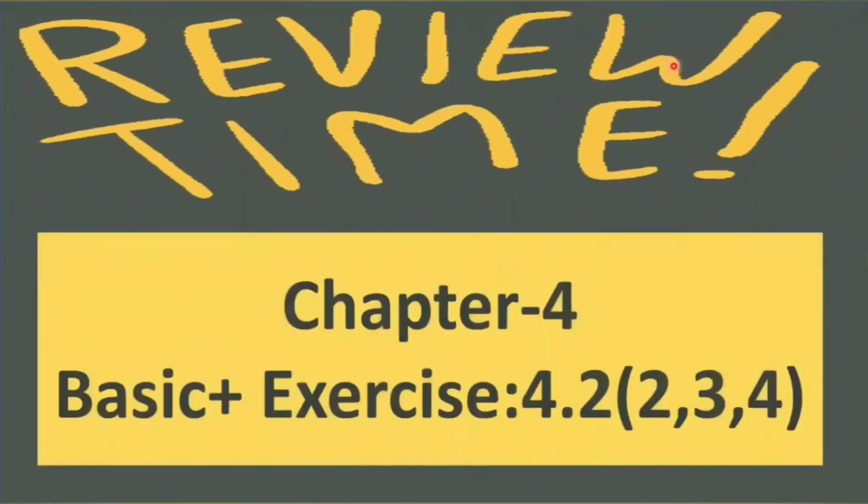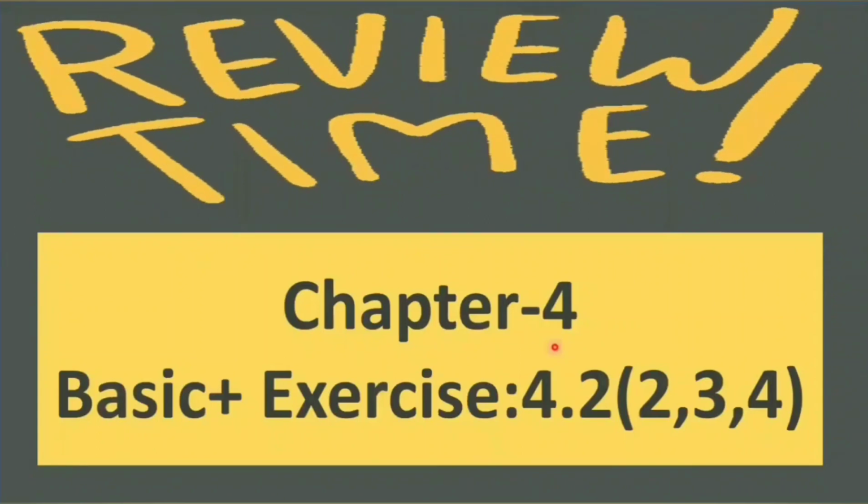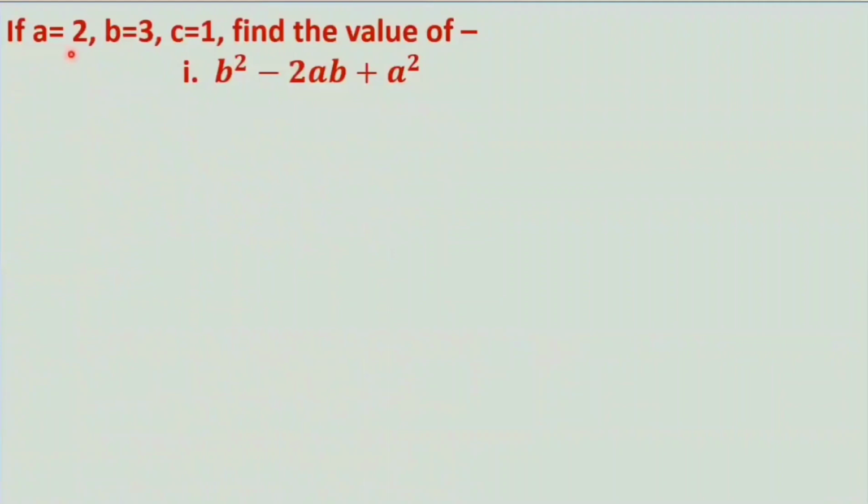My dear students, it's review time. In your previous class, you have solved some problems from exercise 4.2 and you get some basic ideas from chapter 4. So now it's time to take some feedback from you whether you have prepared your previous day's lesson or not. If I ask you if A is equals to 2, B is equals to 3 and C is equals to 1, so would you be able to find the value of B square minus 2AB plus A square?